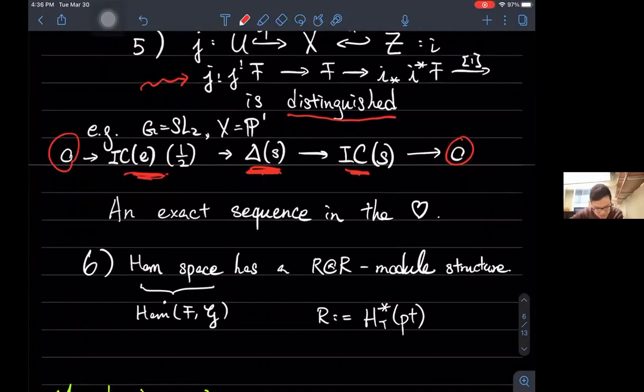And the sixth property is for any two sheaves F and G, I take the Hom space, and then it has a natural R-module structure, where R is the T-equivariant cohomology of a point. In other words, this is a polynomial ring in rank T variables.